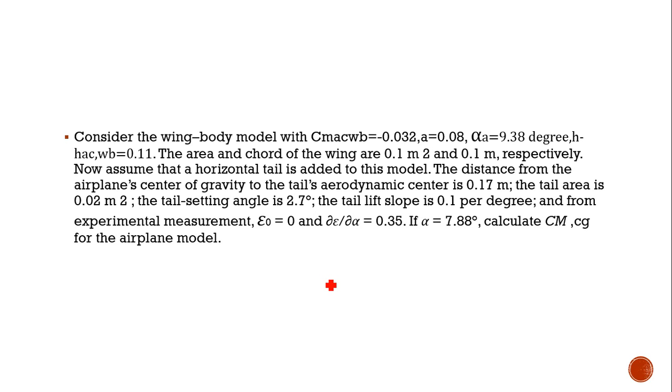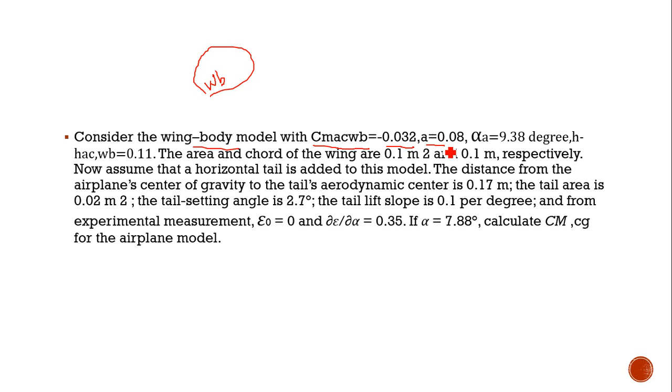So here we consider a wing body model. So we are considering a wing body. So the formula should also be in terms of WB with CM AC WB. So the moment about the aerodynamic center of the wing body combination is minus 0.032. Then A, the lift curve slope, is equal to 0.08. Then alpha A, we know the formulas have A and alpha A. So the alpha equal to 9.38.